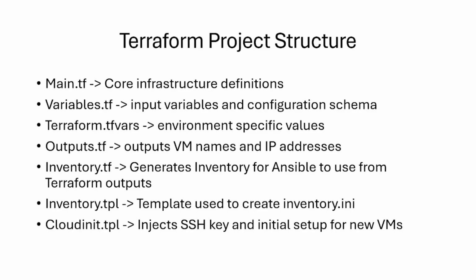The Terraform project structure: we have the main.tf file, which is the core infrastructure definitions; the variables.tf file, the input variables and configuration schema; the terraform.tfvars, environment specific variables. This will be the variables that, if you knew nothing about this, you would have to update, and that should be it. The outputs.tf, this just outputs the VM names created and the IP addresses after you run Terraform apply, as you'll see in the example. The inventory.tf, this generates an inventory for Ansible to use.